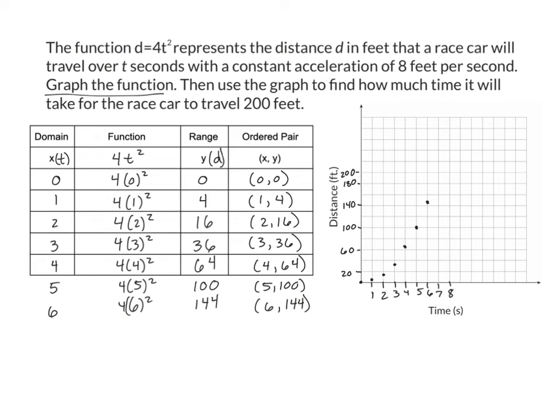Then it says to find out how much time it will take for the race car to travel 200 feet. So 200 is this line right here. So if I'm estimating, and I were to draw my curve here, I would estimate that it would be about 6 or 7. So between 6 and 7, but closer to 7. So about 7 seconds.